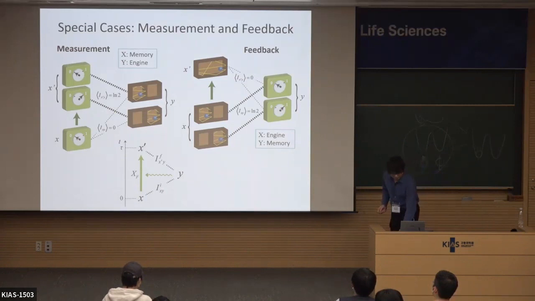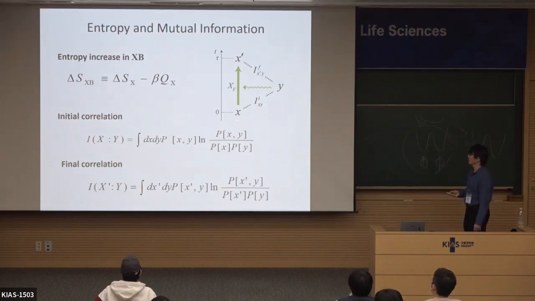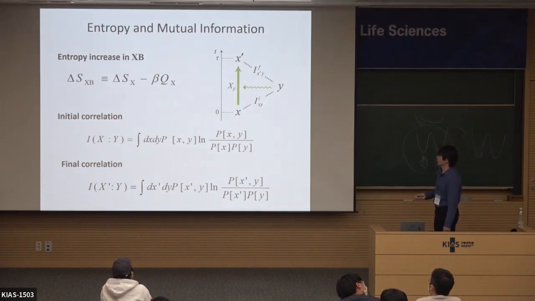Okay, so now we can apply the total entropy production to this diagram. This is just a very simple decomposition of the total entropy production. We consider this time evolution process, and we have initial correlation given by this, and the final correlation given by this. The entropy production in system X is given by delta Sx. This is the Shannon information change of X, minus beta Qx. Q is just the heat flow.